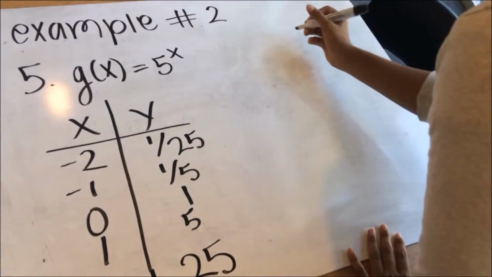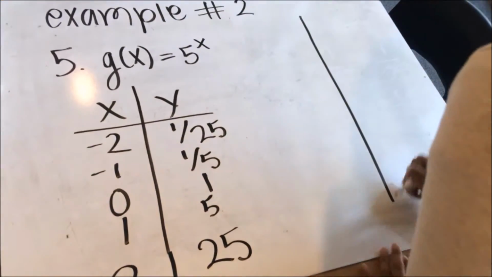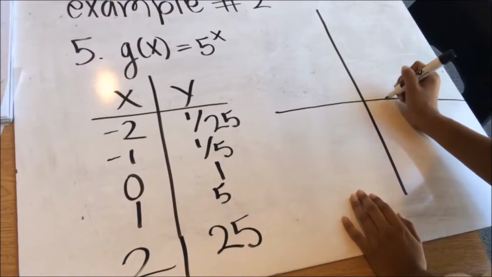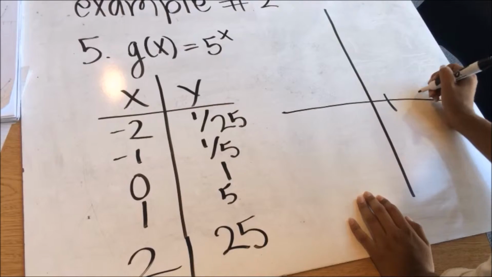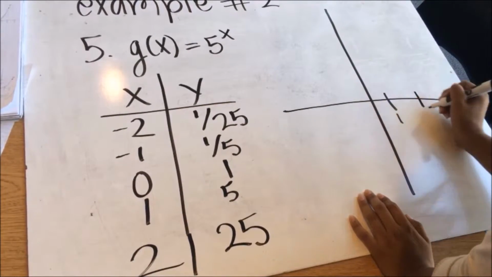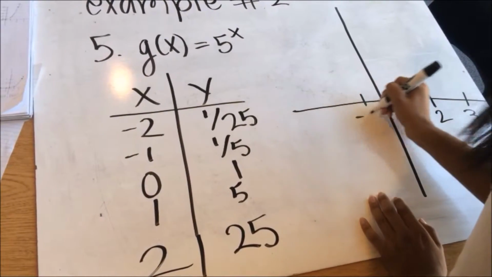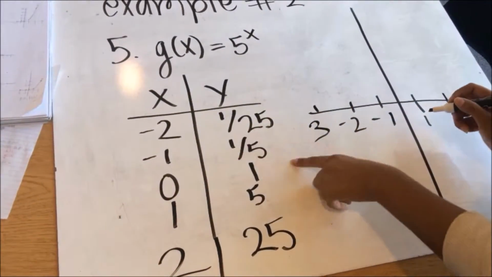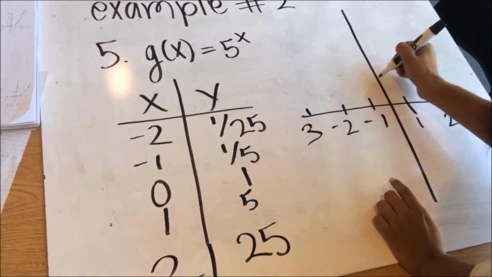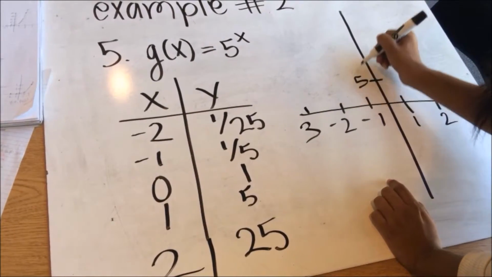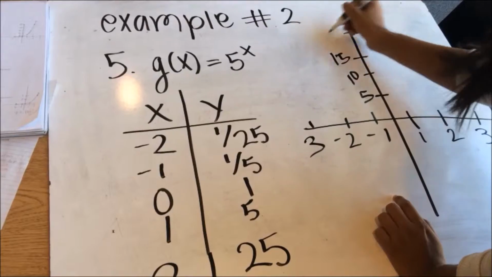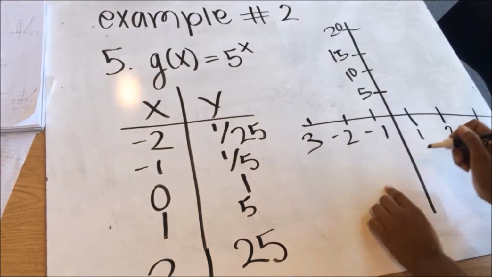So now that you have your x and y table, you just need to graph each number. So you could just go 1, 2. And since this is fractions, you could just go over 5. So this is just 5, 10, 15, 20. And you're just graphing it.